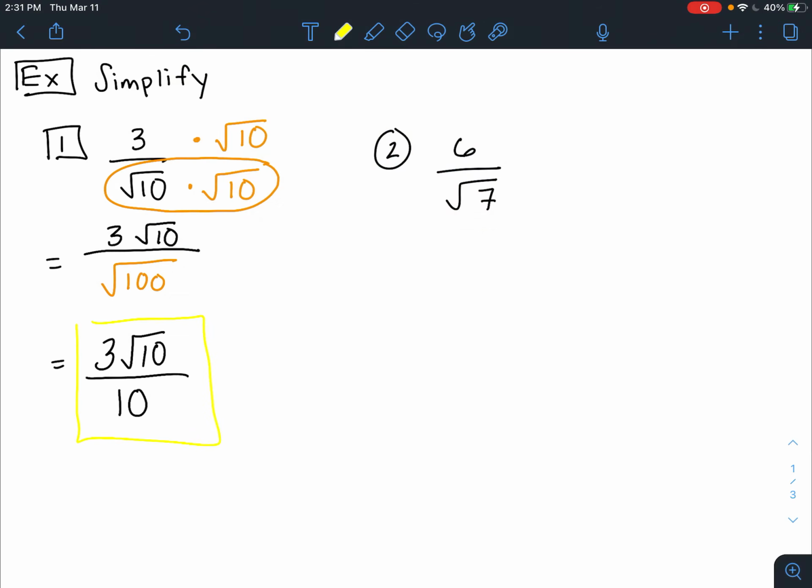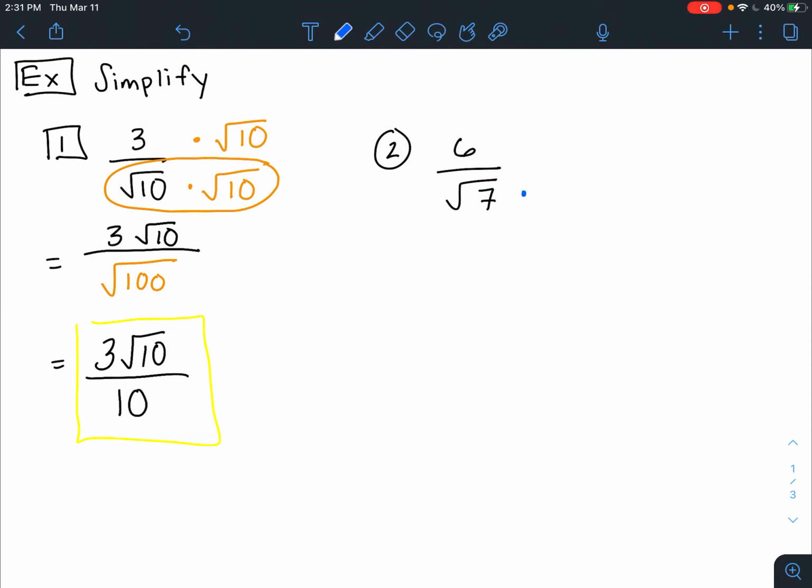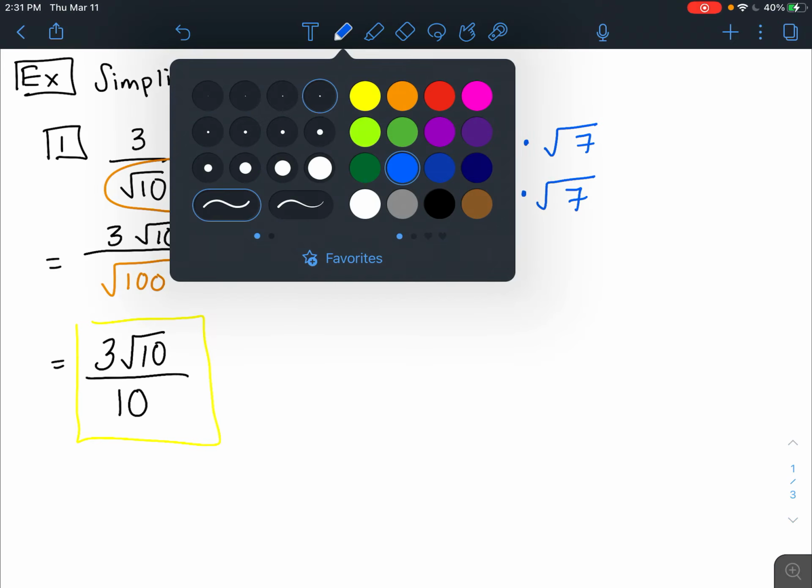So number 2, I have 6 over the square root of 7. Again, I can't break down the square root of 7, and there's nothing I can reduce between the top and the bottom. So I'm good to go. I'm just going to do the problem, right? We're going to get rid of the square root of 7. So to get rid of a square root, we multiply it by itself into the numerator and the denominator.